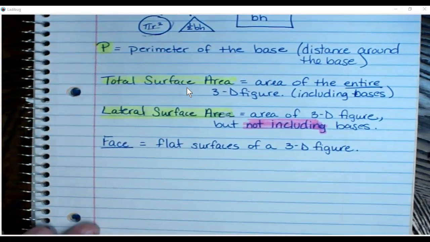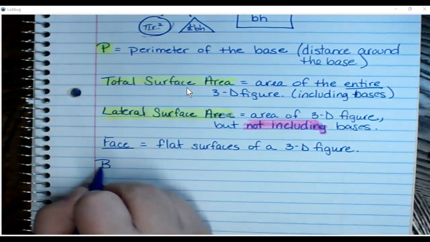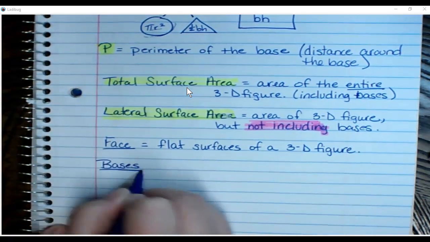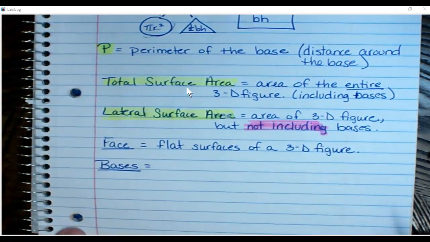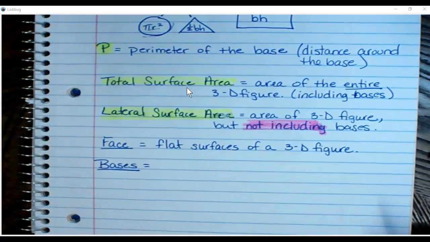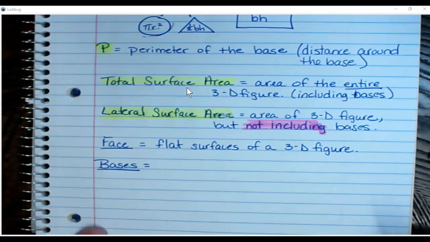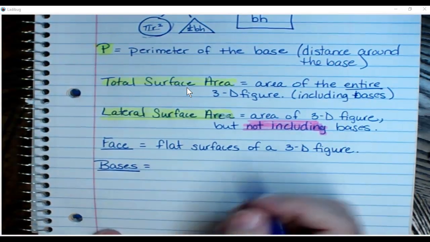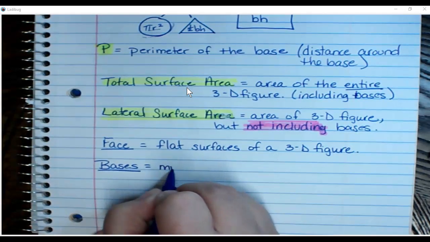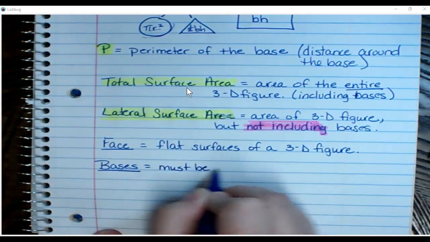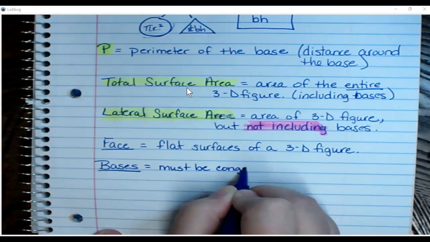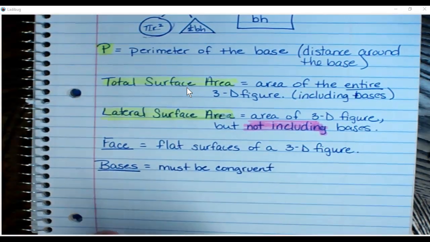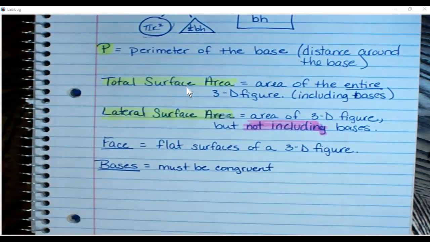And then the last vocabulary term for today is going to be bases. What are the bases of a three-dimensional figure? Well, remember when we talked about cylinders, those circular bases were kind of like the top and the bottom, or the two sides. So to define the bases, first of all, we know they must be congruent. If you remember, congruent is same size, same shape. So they must be congruent.